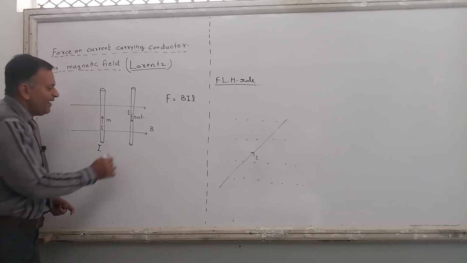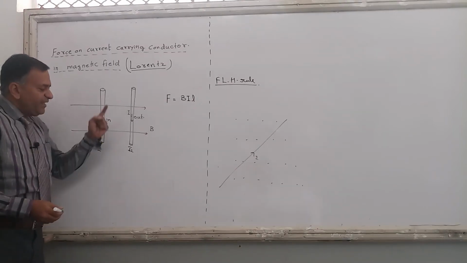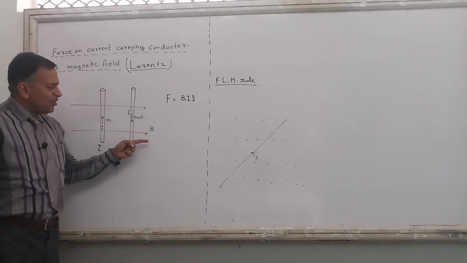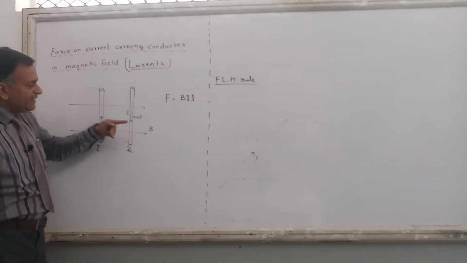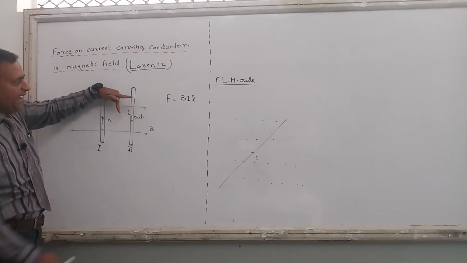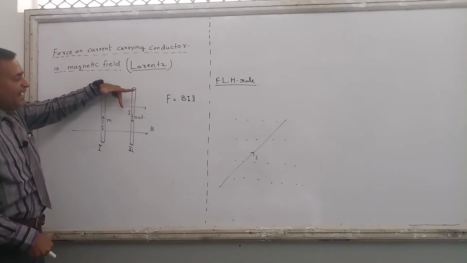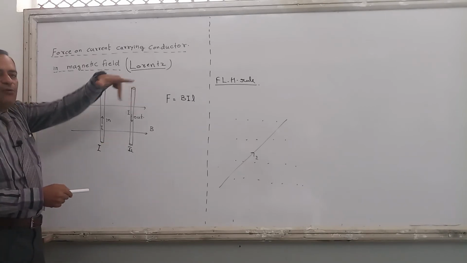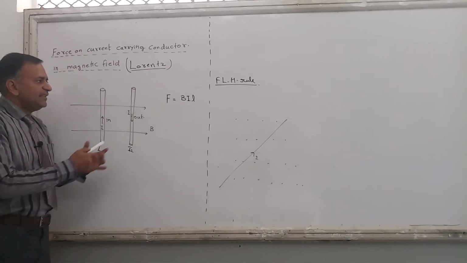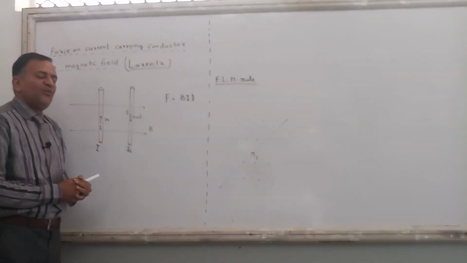Now in the second wire, I have changed the direction of current. Keep the first finger in the direction of magnetic field, the second finger in the direction of current, that is downwards, and the thumb will show the direction of force. What is the direction of force on this wire? It is outside. This simple is the rule to find the direction of force.